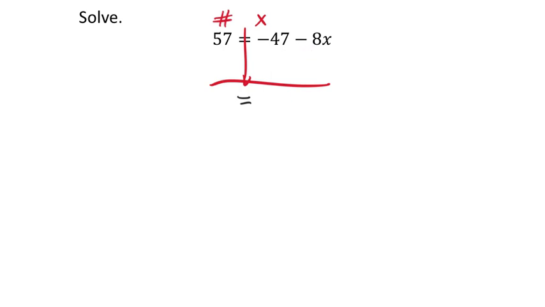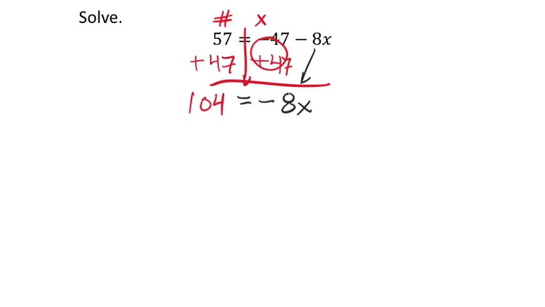So the negative 47 has to be zeroed out by adding 47. But if I do it to one side, I must do it to the other side as well. Okay, so again, the setup with the line is to tell me if I do it to one side, I've got to do it to the other side. Also, from left to right, 57 plus 47, you can just put this in the calculator. We should get 104. Negative 47 plus 47 zeroes out as planned, and then I can drop my negative 8x's.